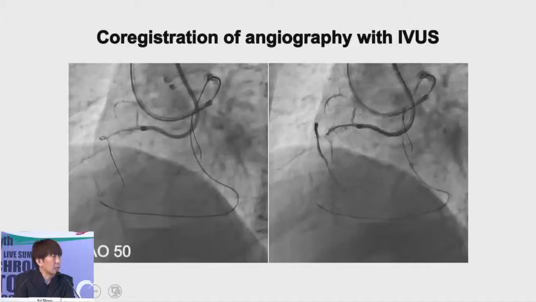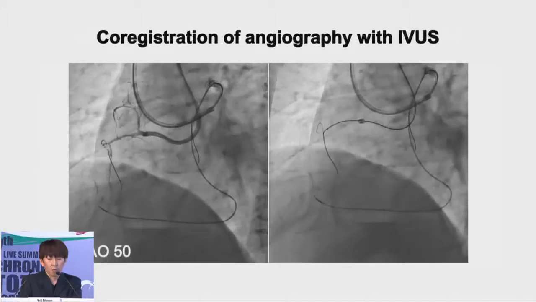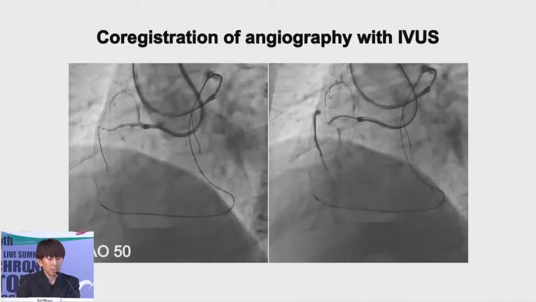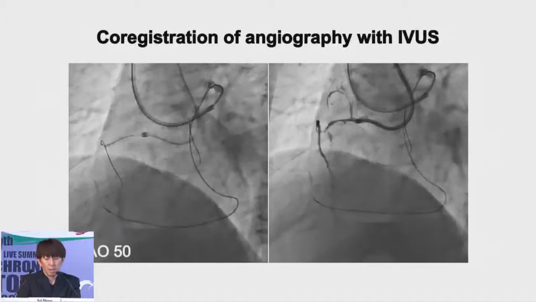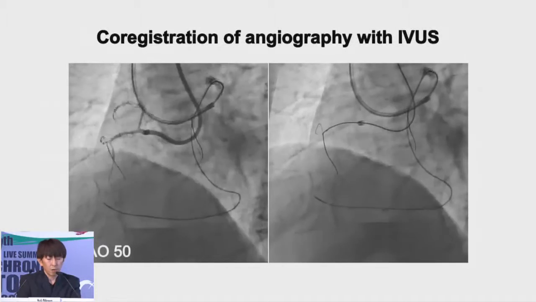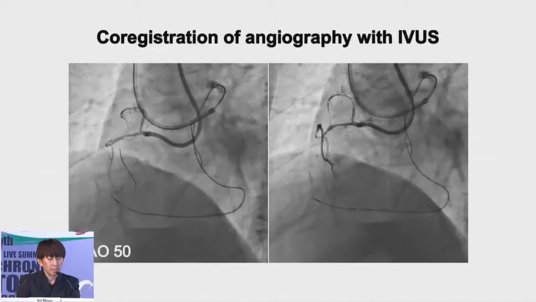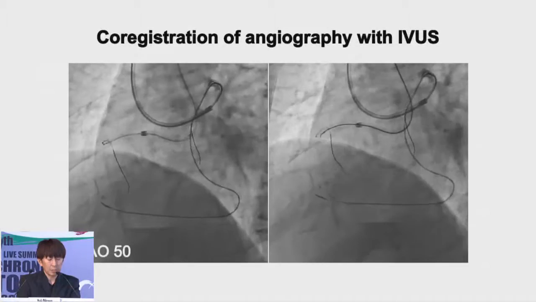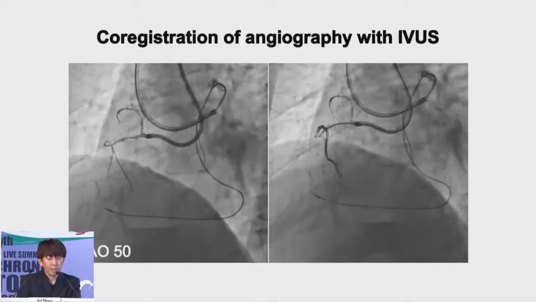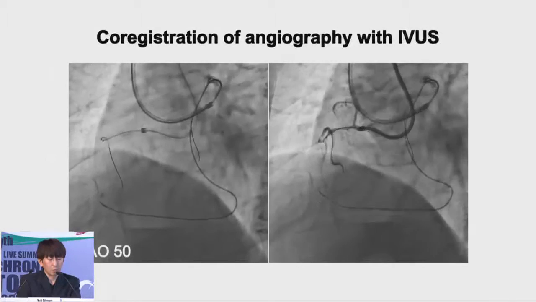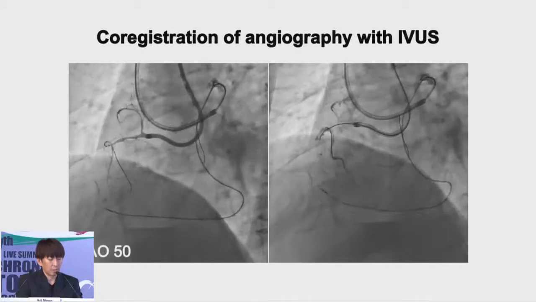One important thing for detecting the CTO entry is to take an angiography with the transducer of IVUS at just the CTO entry like this. Thereby, we can integrate the IVUS information in fluoroscopy.